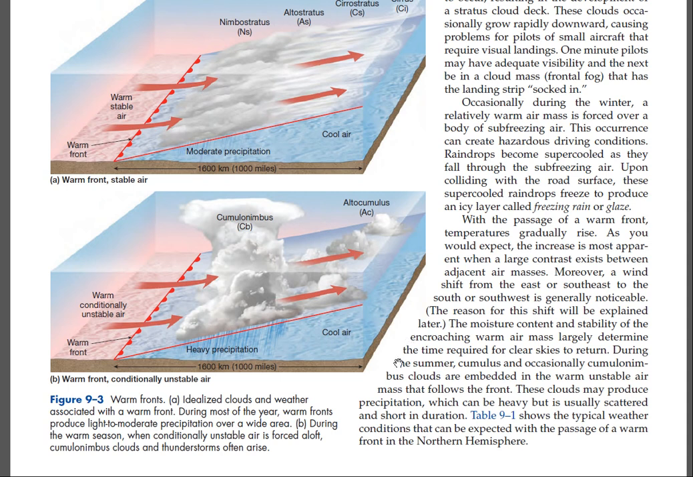During the summer, cumulus and occasionally cumulonimbus clouds are embedded in the warm, unstable air mass that follows the front. These clouds may produce precipitation, which can be heavy but is usually scattered and short in duration. Table 9.1 shows the typical weather conditions that can be expected with the passage of a warm front in the northern hemisphere.